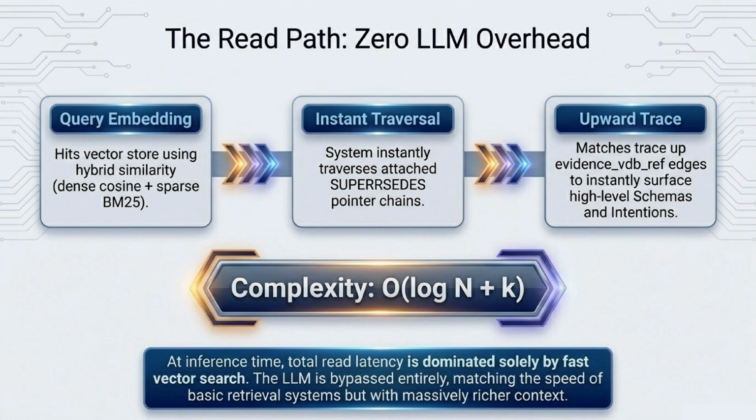So, how does this rich context affect speed when you actually ask a question? We use a read path with zero LLM overhead. When a query comes in, it hits the vector store using hybrid similarity. The system instantly traverses those attached supersedes pointer chains and traces upwards to surface high-level schemas. The total complexity is logarithmic, meaning read latency is dominated solely by fast vector search. The LLM is bypassed entirely during the read phase, perfectly matching the speed of basic retrieval systems but delivering massively richer context.